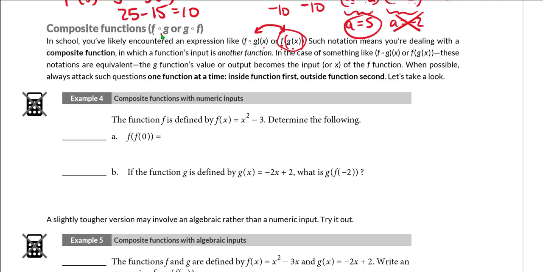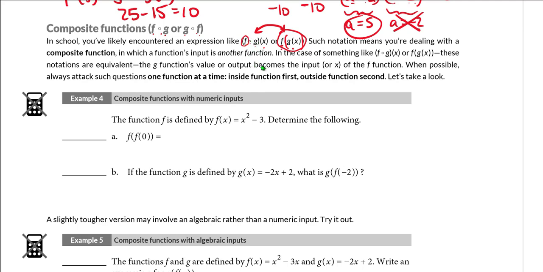This guy here would be f of g of x. This one here would be g of f of x. So the second function after the little open circle will be the input of the first function before the circle. G will be the input of f.